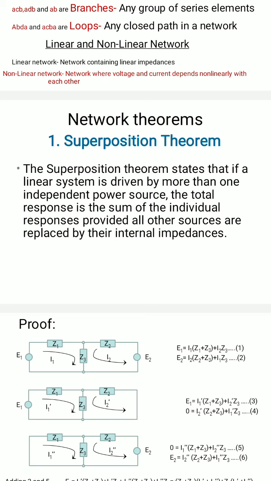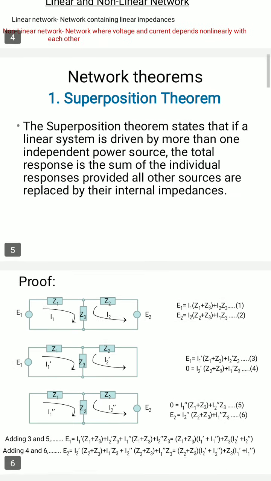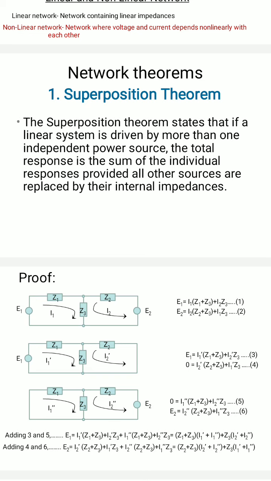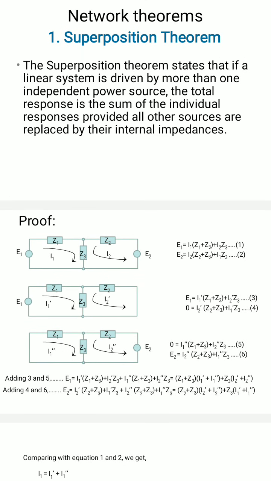The superposition theorem states that if a linear system is driven by more than one independent power source, so in a network there are different power sources, the total response is the sum of the individual responses, provided all other sources are replaced by their internal impedance. That means if you want to find a voltage across a particular element and there are different sources in that network, you remove all the sources except one, replacing them with their internal impedance. Find the current through that element. You do the same for the other sources also.